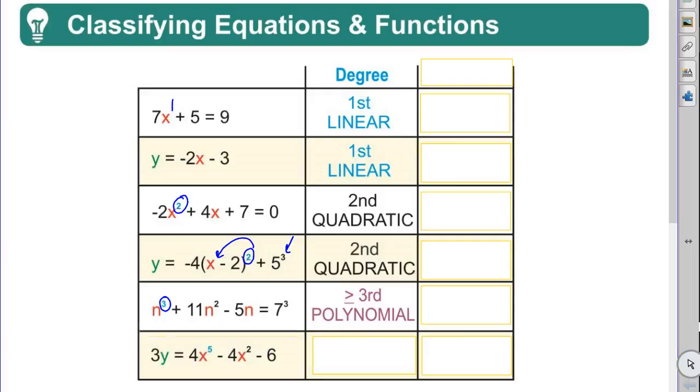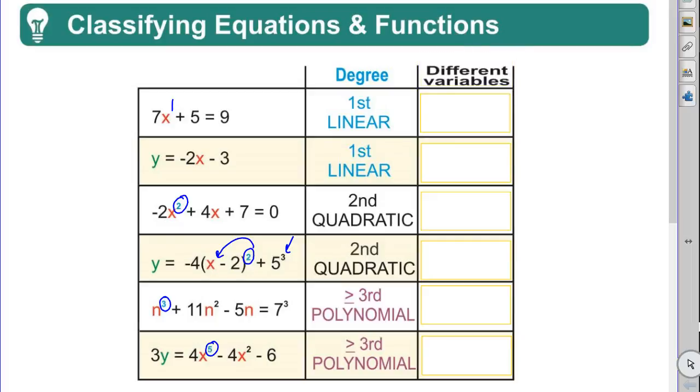You see that 5 there, right? So this is fifth degree, and therefore this is going to be polynomial. Okay, so the degree determines linear, quadratic, polynomial. First degree linear, second degree quadratic, third degree or above polynomial. Okay, so what's the other thing you got to figure out?